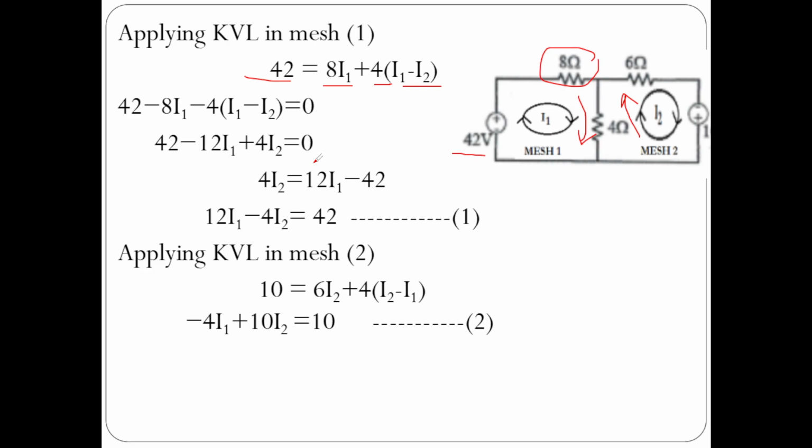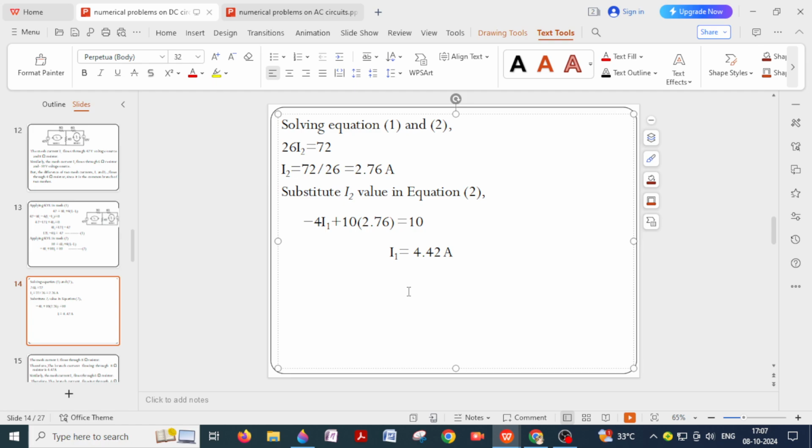Now we have got the loop currents, or mesh currents, we can say. Let us determine the branch currents. What did they ask? They have asked us to determine the branch currents. What is the current in the 8 ohms resistor? I1 current flows through the 8 ohms resistor. I1 we already know, that is 4.42 amperes. So the current in the 8 ohms resistor is 4.42 amperes.